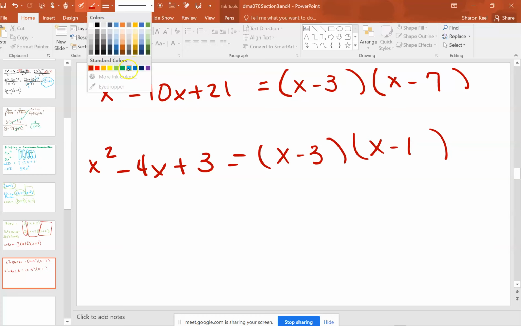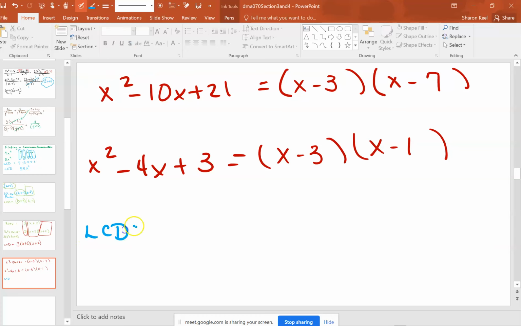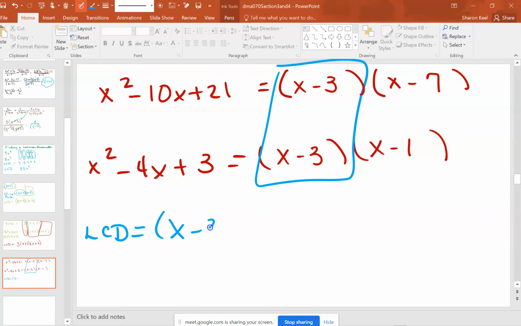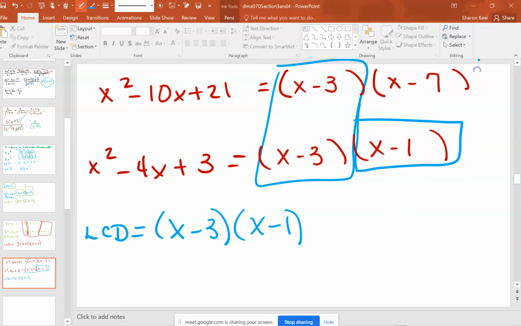Now, as we determine our least common denominator, we have to use all the factors. Both of them have a single x minus 3, so we have to use x minus 3. This one has only an x minus 1, so we need to have that one. This one also has another one, which is the x minus 7. So all three of those are going to make the common denominator. So that is that particular part. That's a skill practice section.